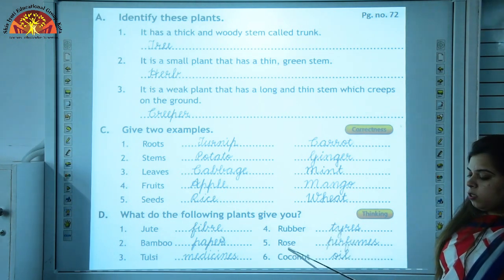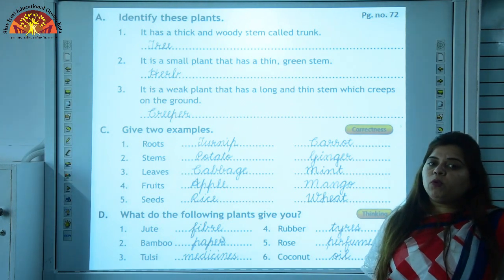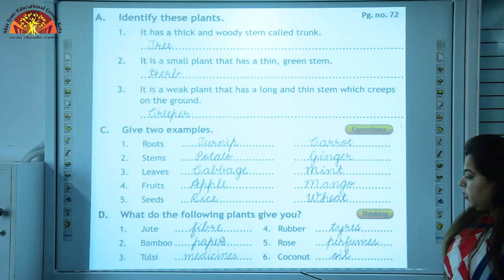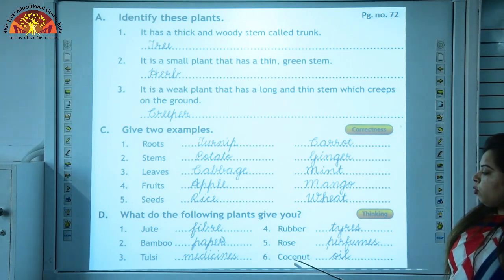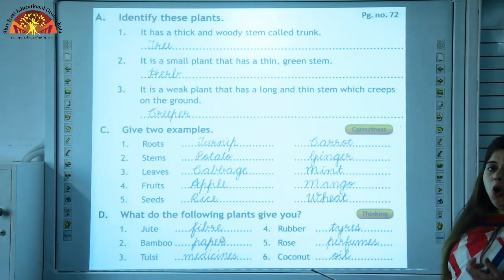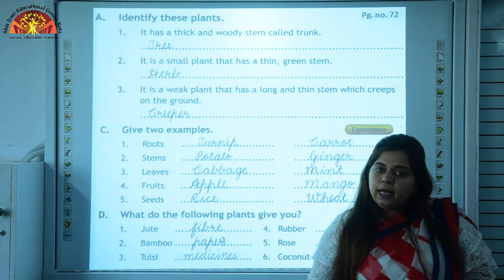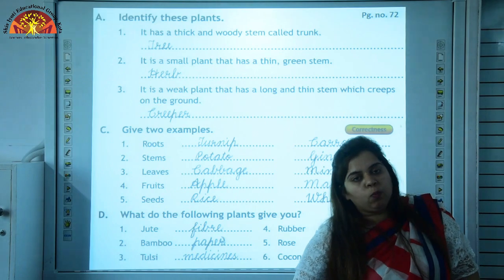Next, rose. Children, what do we make from rose? We make perfumes from rose. Coconut. With the help of coconut we can make oil. So we will write oil over here. Now children, let's see how to write these words.